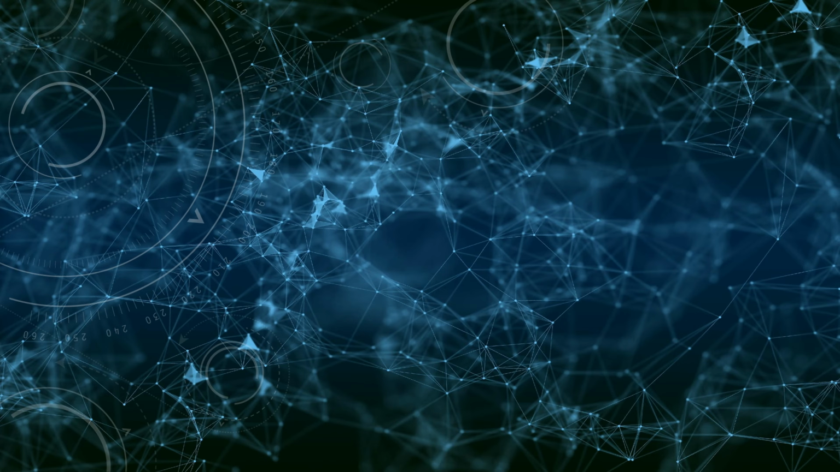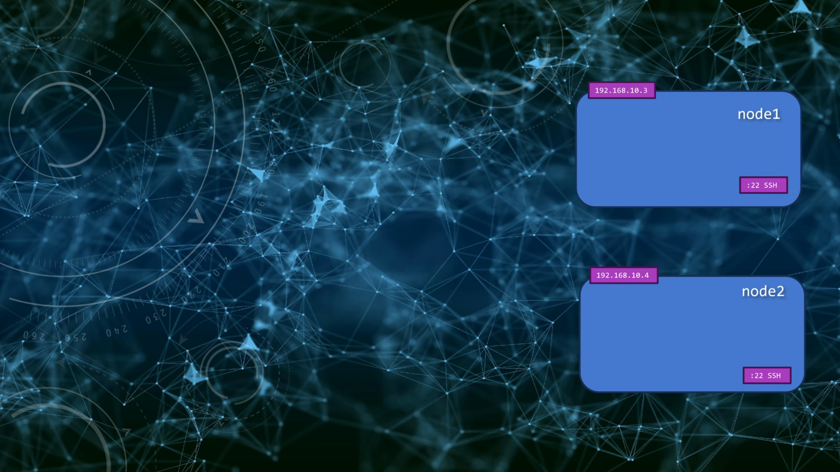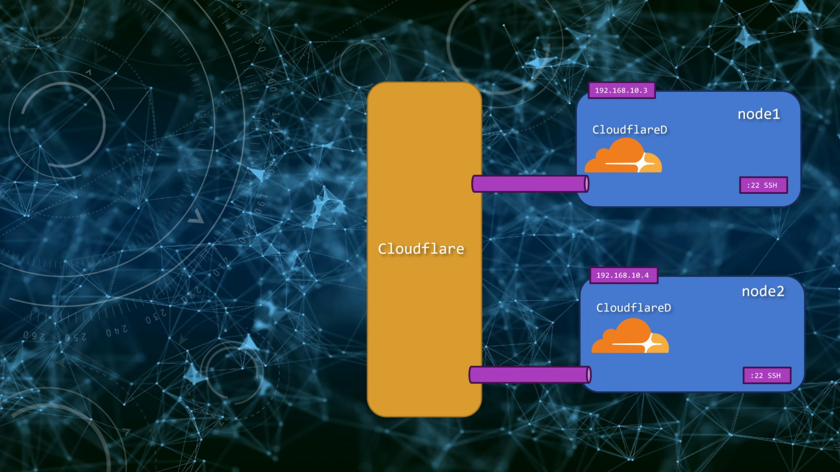Let's see how Cloudflare Zero Trust fits in. We have two Linux servers, Node 1 and Node 2, both of which we will access using SSH. Each server is running cloudflared, a lightweight daemon that establishes a secure outgoing tunnel to Cloudflare's global network. While cloudflared is commonly used to expose HTTP applications to the internet, in this scenario, we'll leverage it to enable SSH access to a private network.